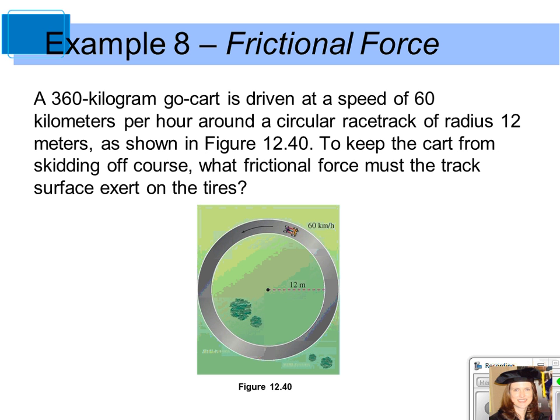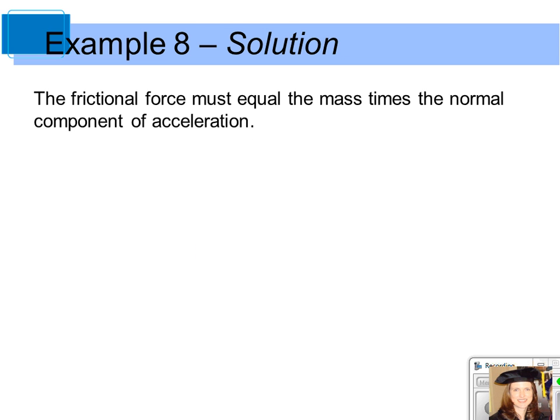In this example, we're looking at a 360 kilogram go-kart driven at a speed of 60 kilometers per hour around a circular racetrack of radius 12 meters. To keep the cart from skidding off course, what frictional force must the track surface exert on the tires? The frictional force must equal the mass times the normal component of acceleration.